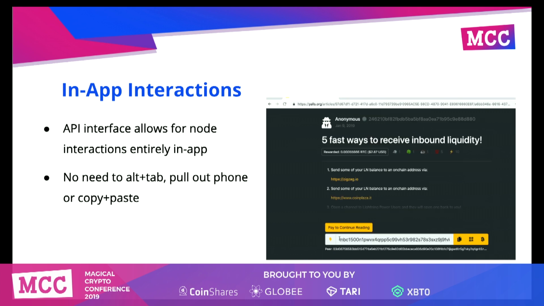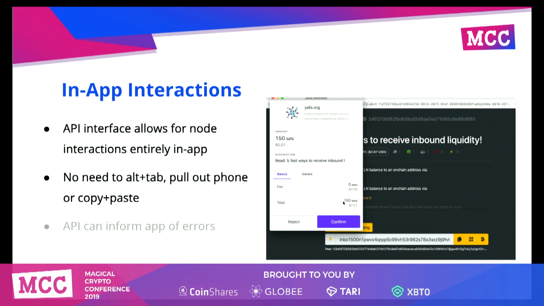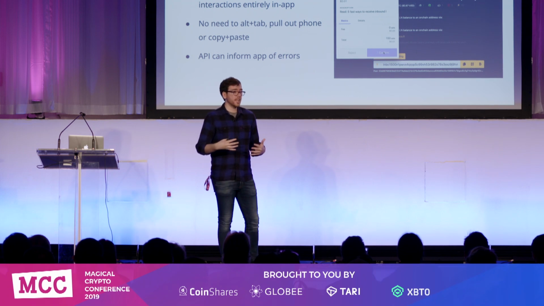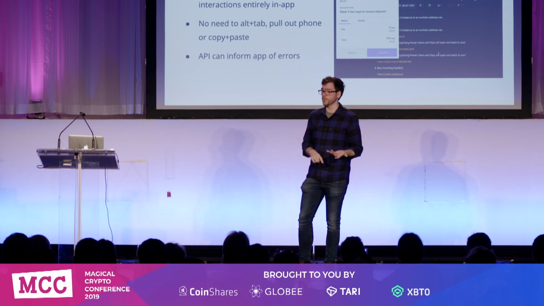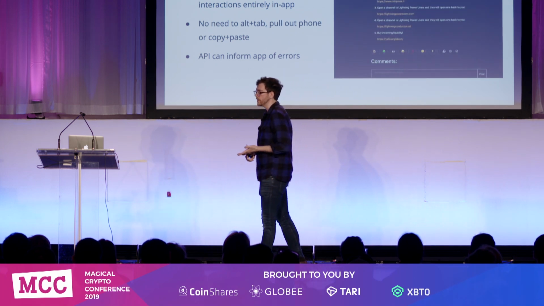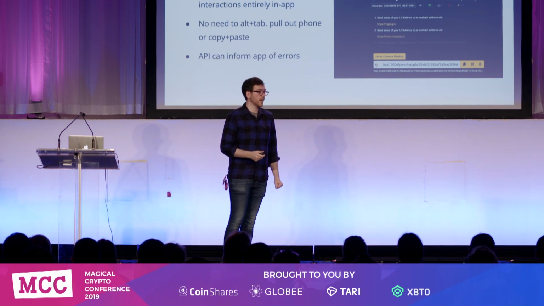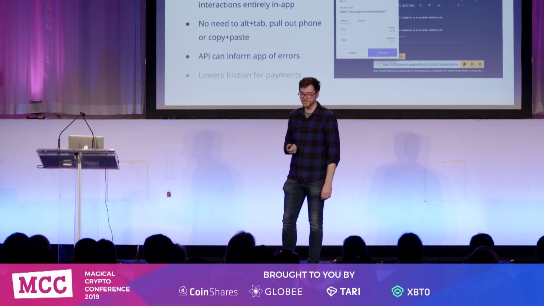You don't need to alt-tab to another app. You don't need to pull out your phone. You don't need to copy and paste these long URLs. If something goes wrong during the payment, the API interface can inform the application that something went wrong. Maybe there's a routing failure. Maybe they don't have enough balance. Maybe there's some issue connecting to either of the nodes. Now the application can actually assist the user in fixing what's going on.